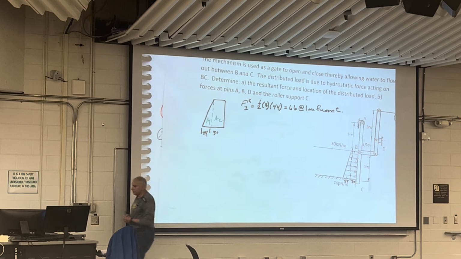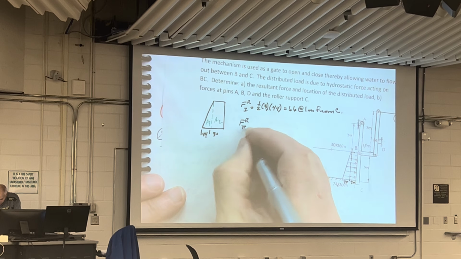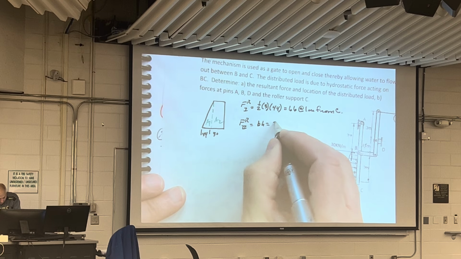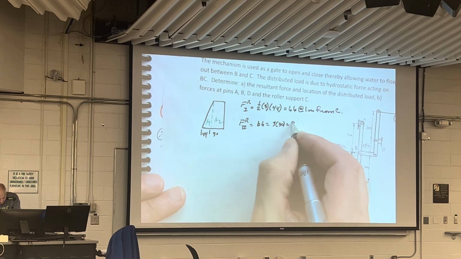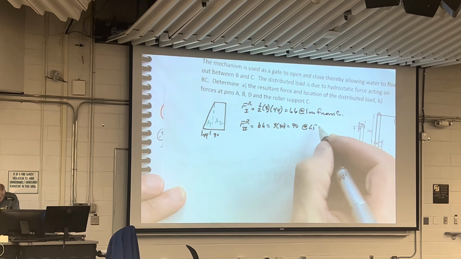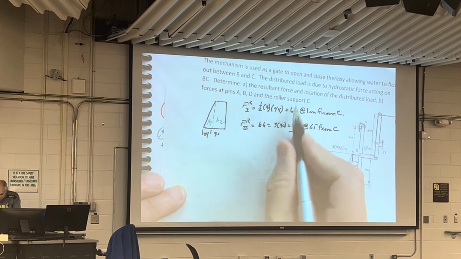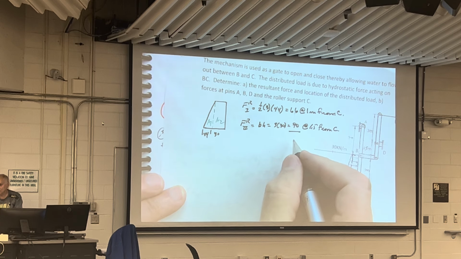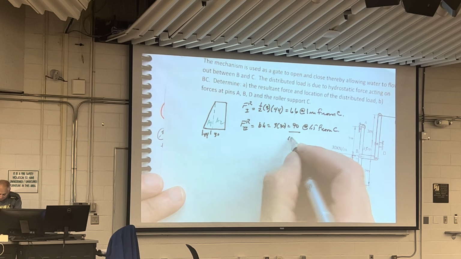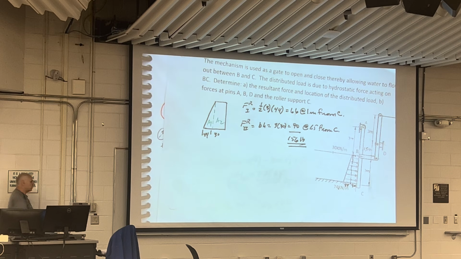The next one is basically a rectangle. Single force resultant 2 is base times height. That's going to be 3 times 30, which is 90. And where's it acting? At 1.5 from C. If I sum these two, what's my single force resultant going to be? 156 pounds is the single force resultant.